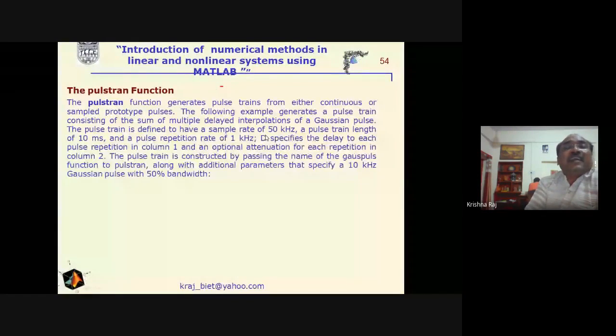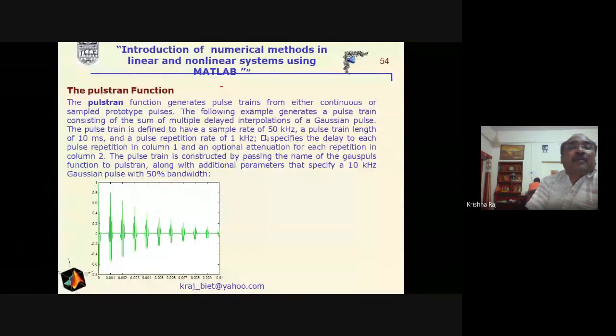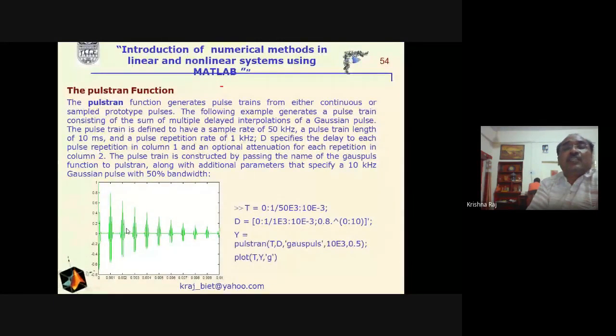The pulse train of pulses can be generated here in this manner, that is a decaying function. The pulse train is a decaying function, and we can generate this in order to test any system. Here the amplitude is decreasing, that is, the loudness is decreasing.